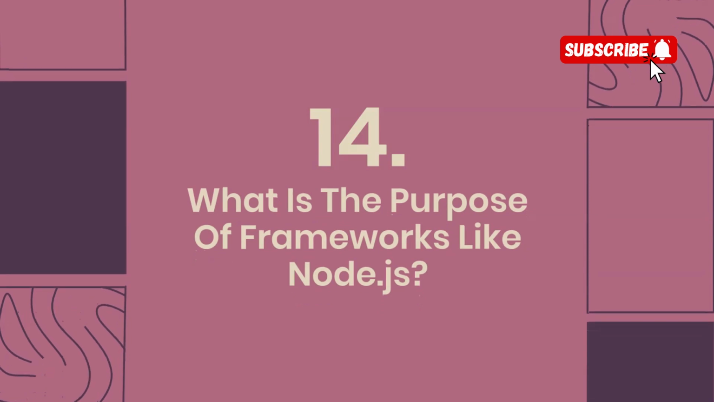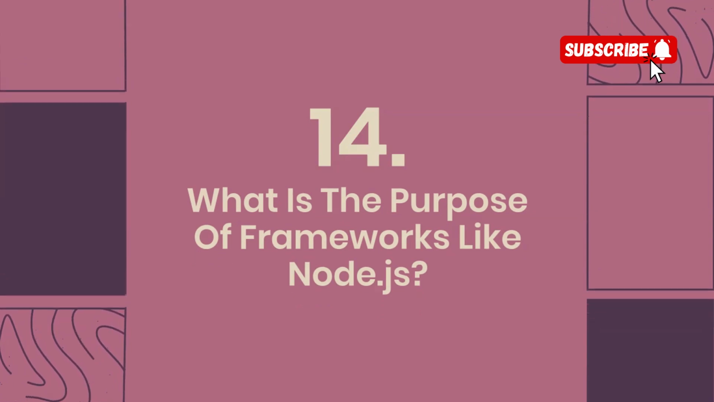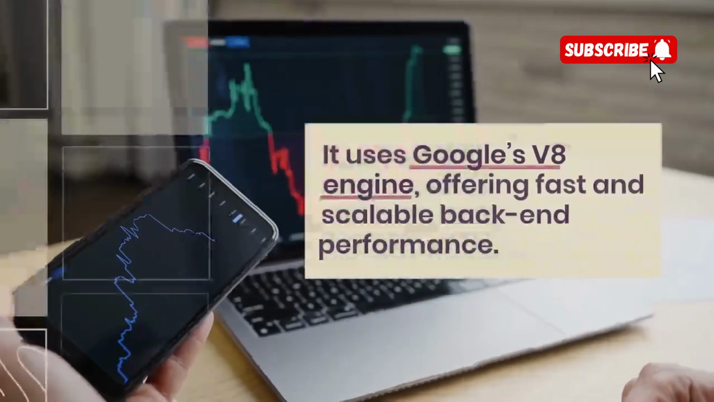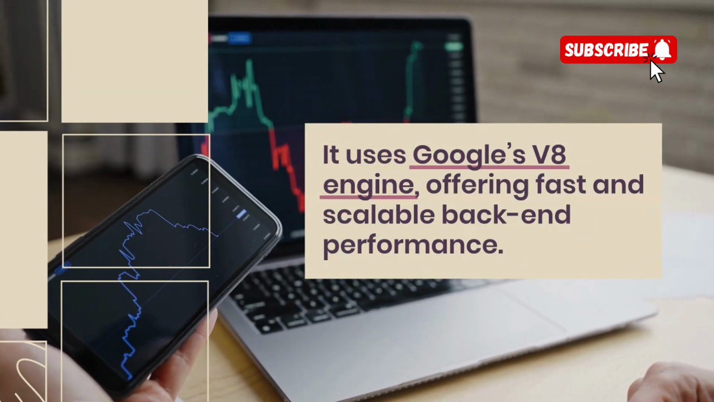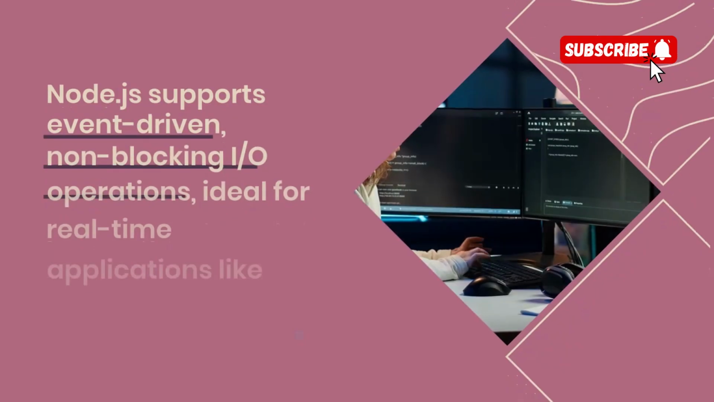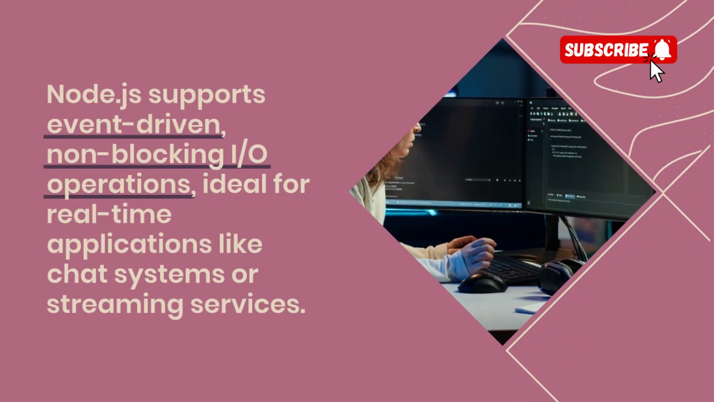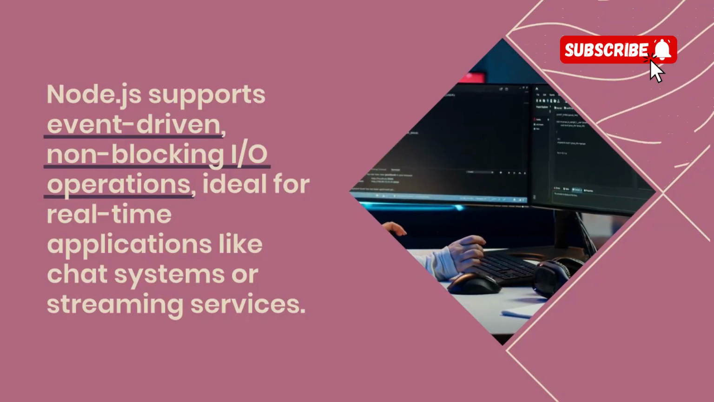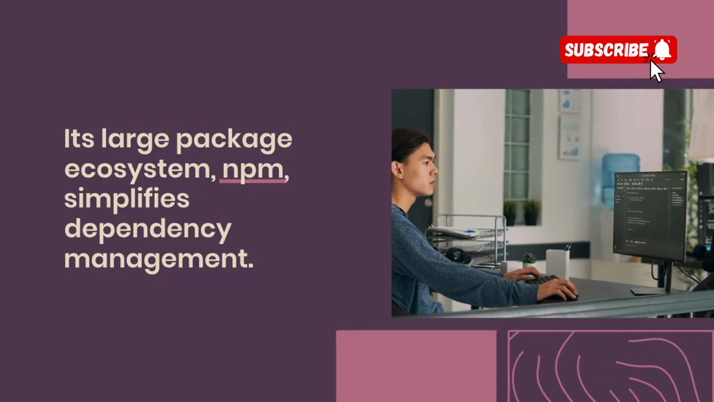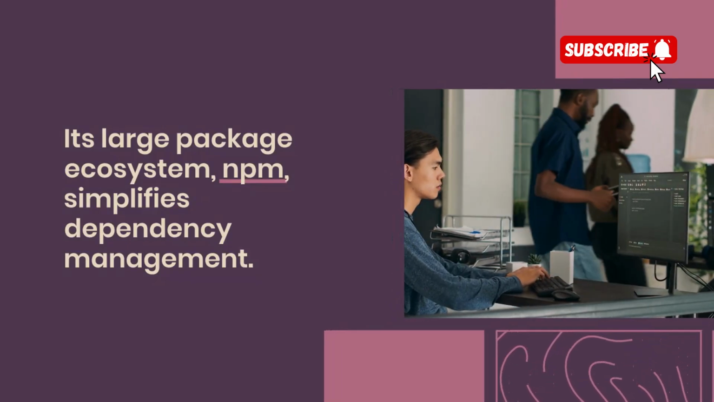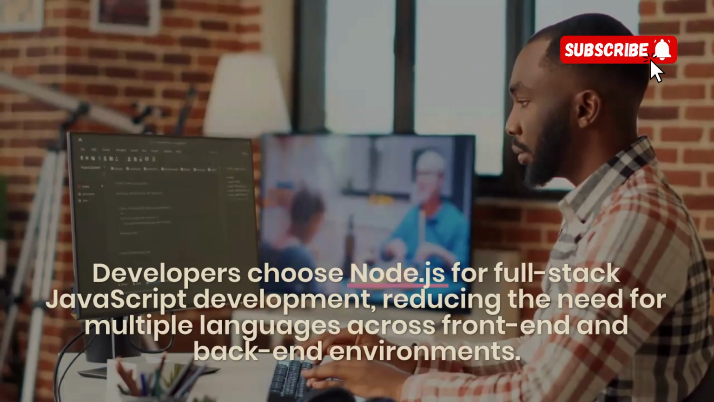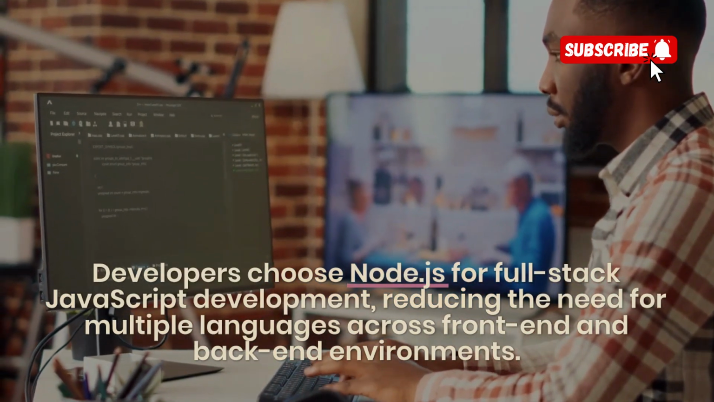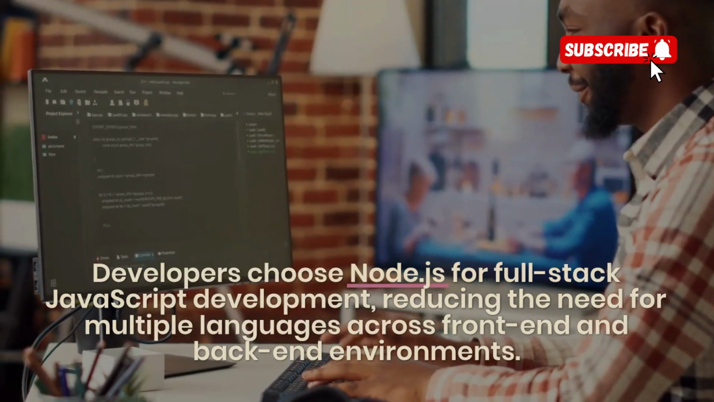14. What is the purpose of frameworks like Node.js? Node.js allows developers to run JavaScript on the server side. It uses Google's V8 engine, offering fast and scalable backend performance. Node.js supports event-driven, non-blocking I/O operations, ideal for real-time applications like chat systems or streaming services. Its large package ecosystem, NPM, simplifies dependency management. Developers choose Node.js for full-stack JavaScript development, reducing the need for multiple languages across front-end and back-end environments.